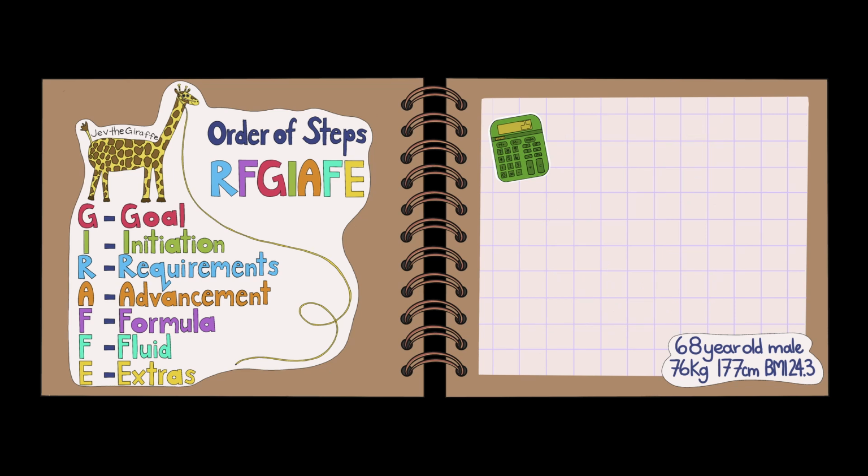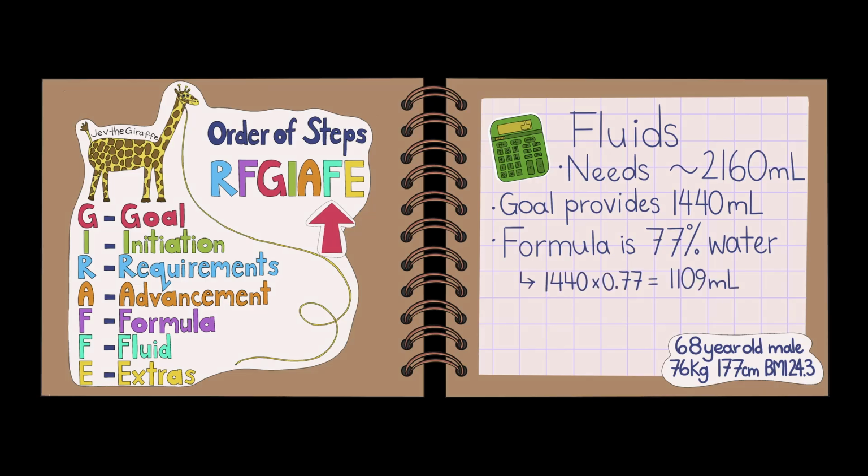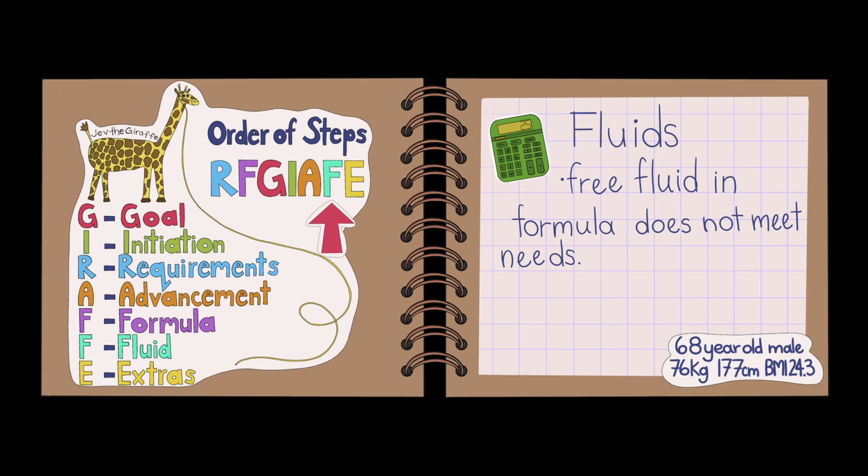Next step, F, fluids. When we talked about requirements, we set the patient's fluid requirements at 1 ml per kilo or 2160 ml per day. When we calculated the goal rate, we determined that we would give 1440 ml of formula, but we know formula is not 100% water. We did determine how much free fluid is in the formula because Isosource Fiber 1.5 is 77% water, which gives us a free fluid amount of 1109. We give 1109 ml in the formula alone, but our patient needs 2160 ml per day. We need to give additional fluids as water flushes.